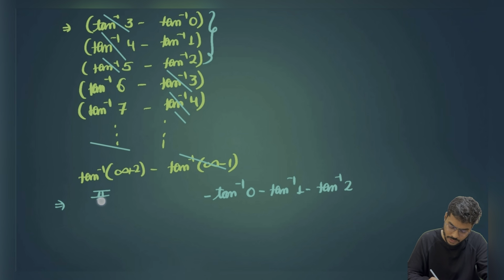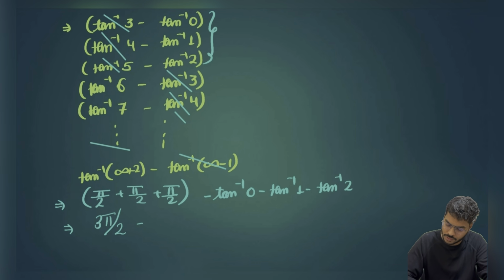What is tan inverse infinity? Pi by 2, pi by 2, pi by 2. You will get 3 pi by 2 minus tan inverse 0, which is 0, tan inverse 1 is pi by 4, minus tan inverse 2. What is 3 pi by 2 minus pi by 4? Take the LCM.